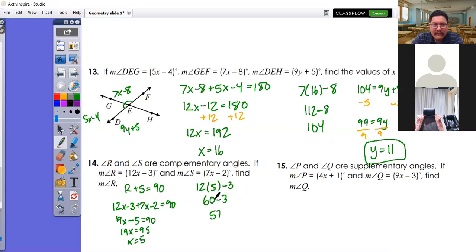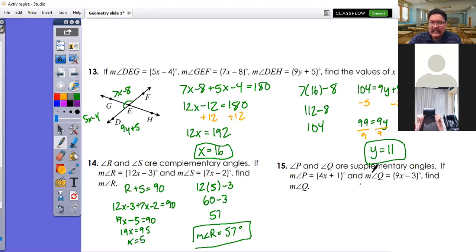So we take R, we know that X is 5, so plug that in, evaluate it, and that's what we get. We get 57. So measure of angle R equals 57 degrees. And in this case here, like in this one here, we didn't need to find the degrees, right? X is not 16 degrees. For this one here, X and Y are not degrees. They're just numbers.